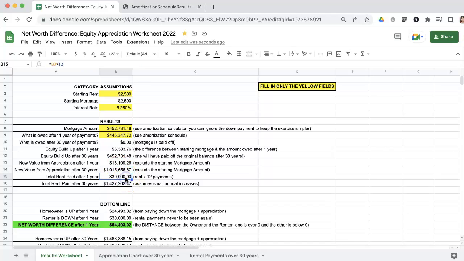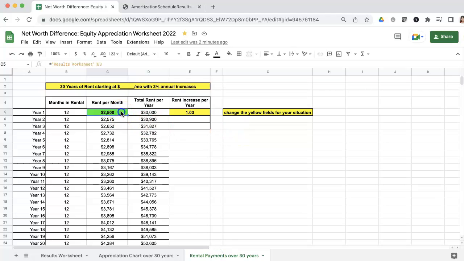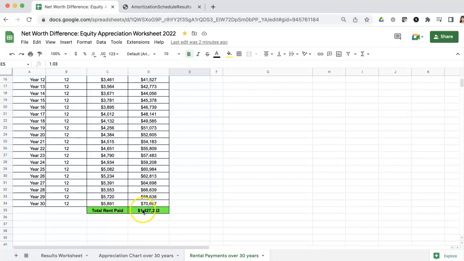And now we look at the total rent paid after 1 year is just simply $30,000, and the total rent paid after 30 years is 1.427. So let's look at that. So we start at 2,500. We have annual increases of 1.03, and at the end, we've paid $1.427 million in rent over that period of time.